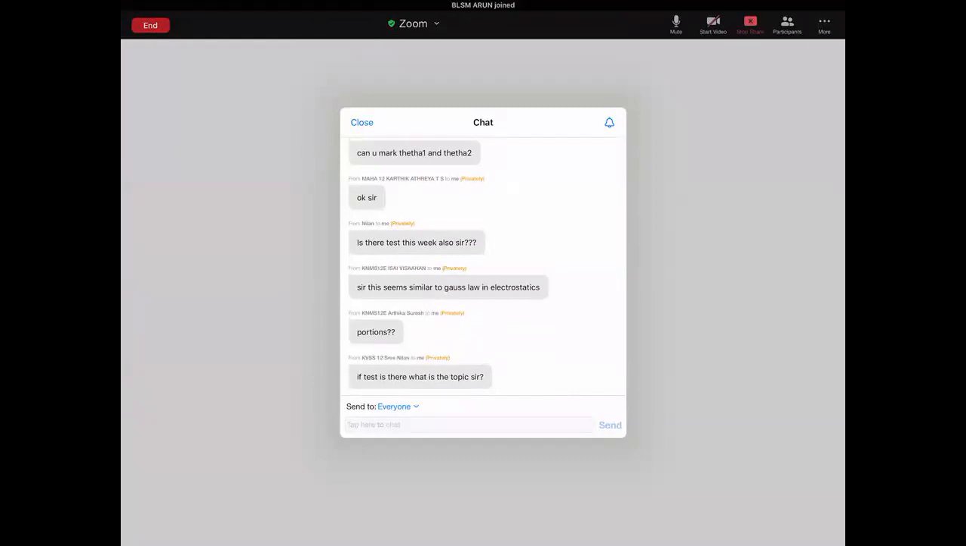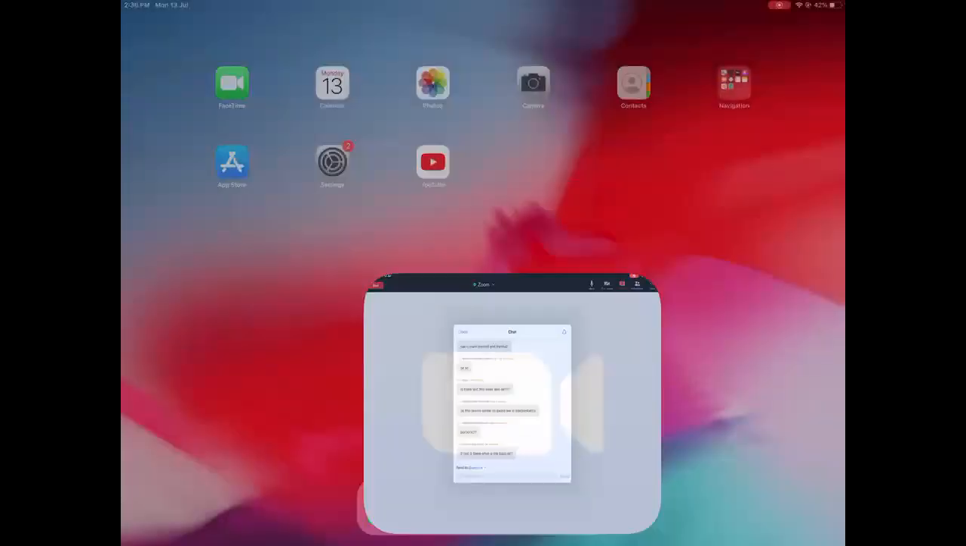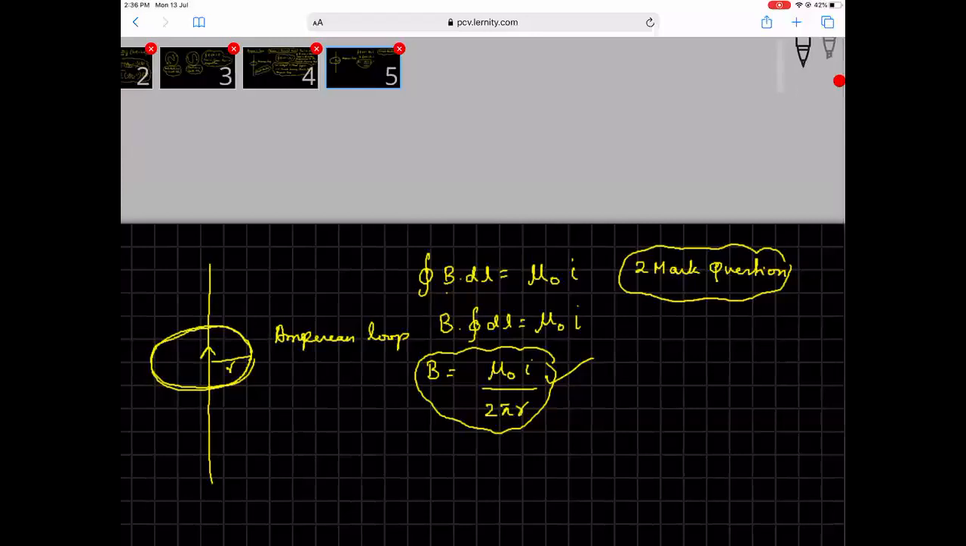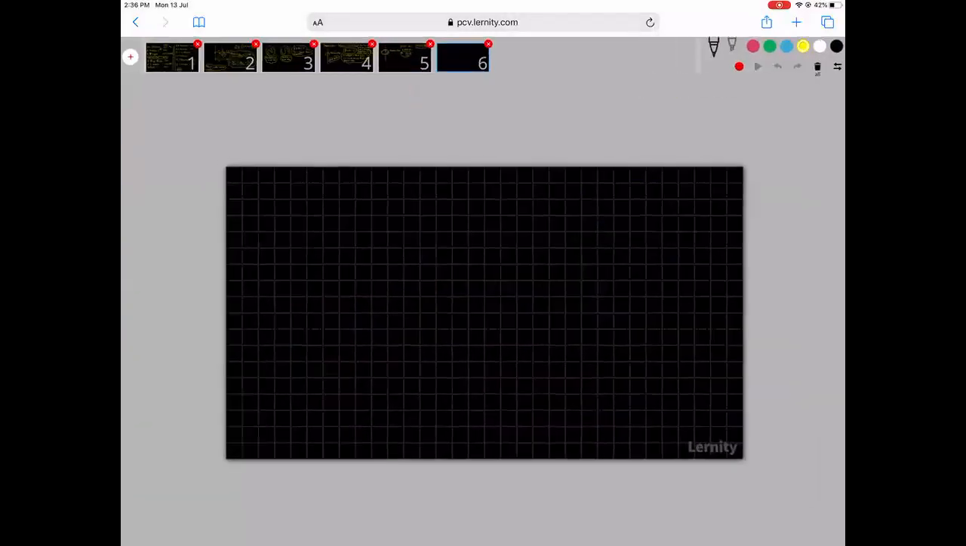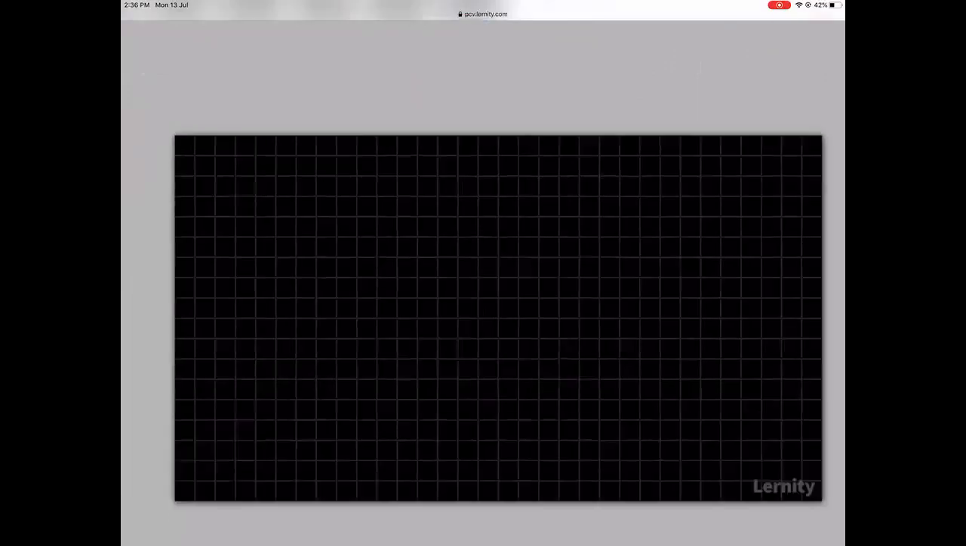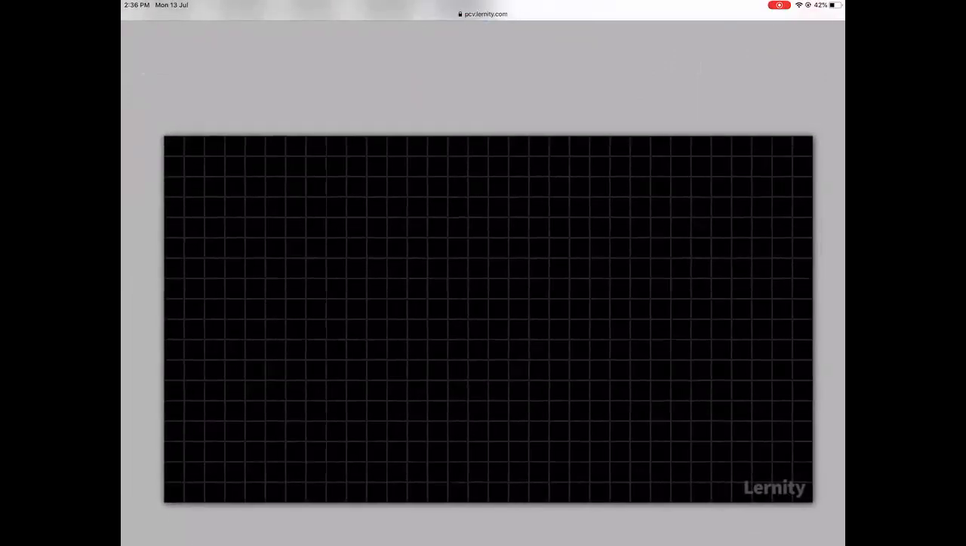Portions for the coming week test is moving charge, all the way up to voltmeter. Always a test will be there, all Sundays, all Saturdays, all weekends. The portions I have just now explained to you, up to voltmeter, whole of moving charges. Okay, next.